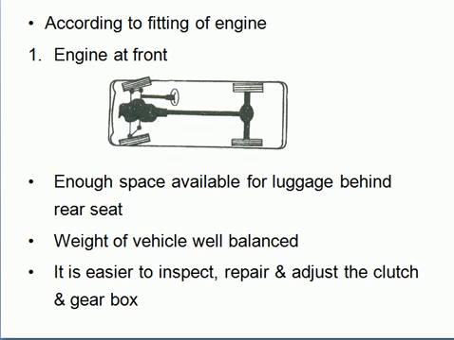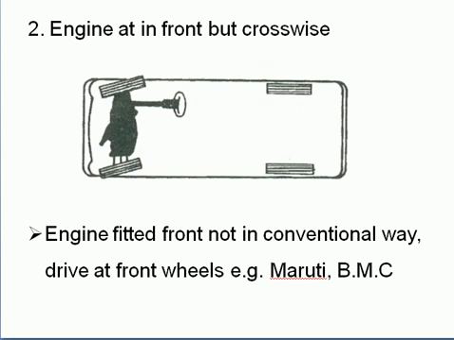Second type according to its fitting is engine at front but crosswise. In this, engine is fitted at front, not in the conventional way, and drives the front wheels. Example is Maruti BMC.